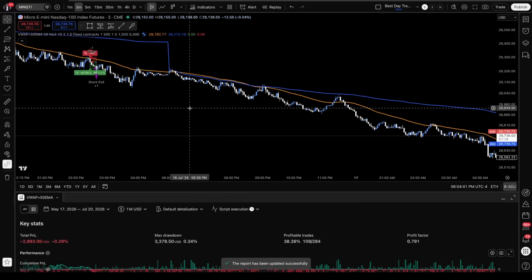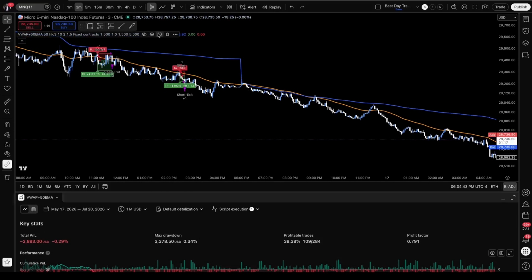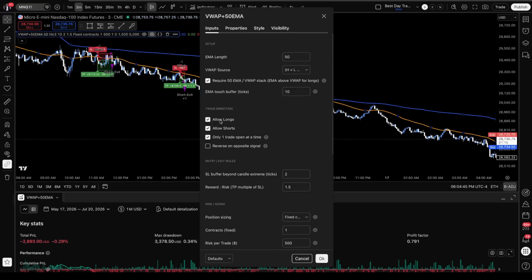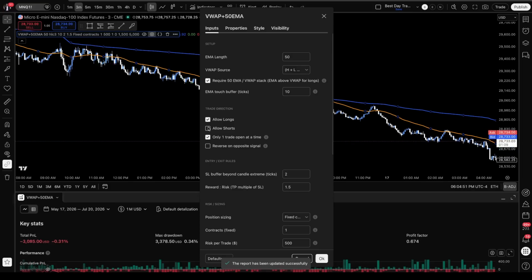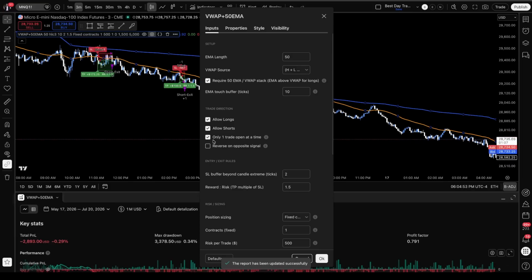And then, yeah, so that's what that setting does. Let's keep going down through it. Of course, longs and shorts, you can remove this and it'll only take shorts. And if you remove the shorts, it'll only take longs. Here, we already explained it. It is just the one trade per move.